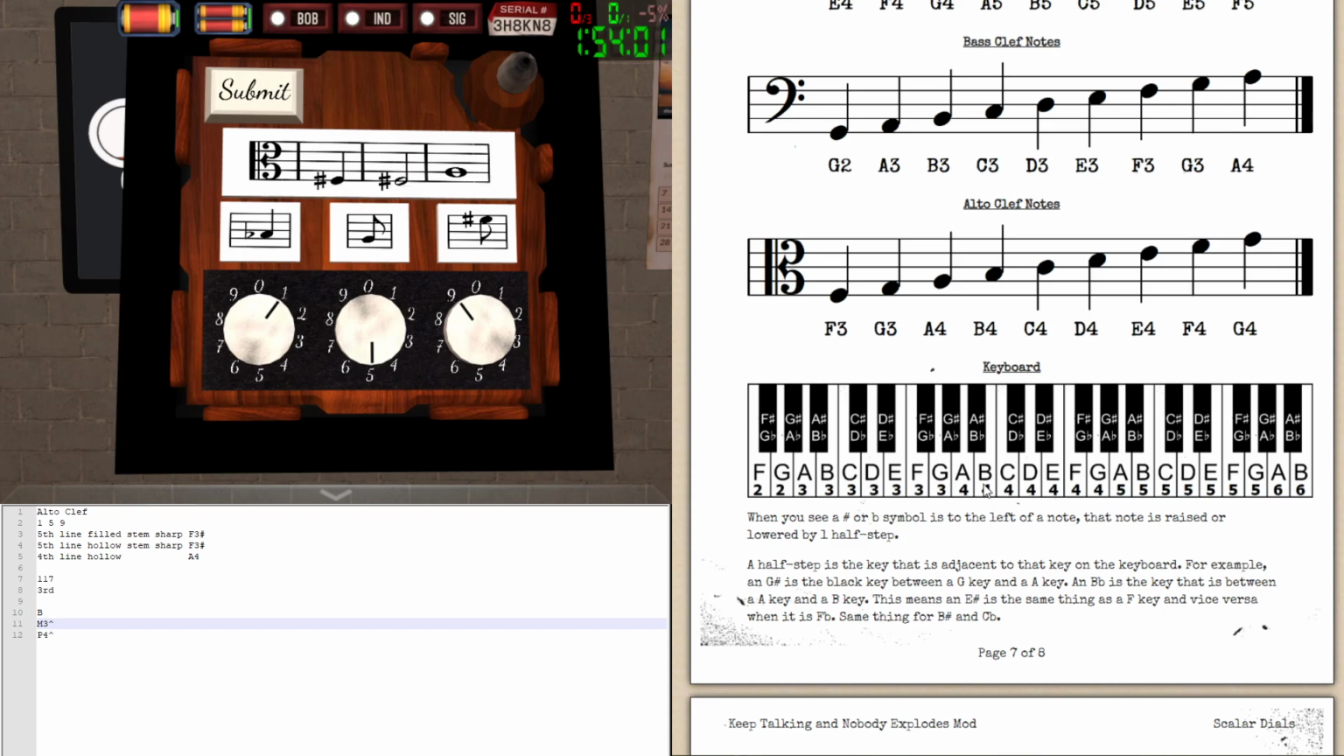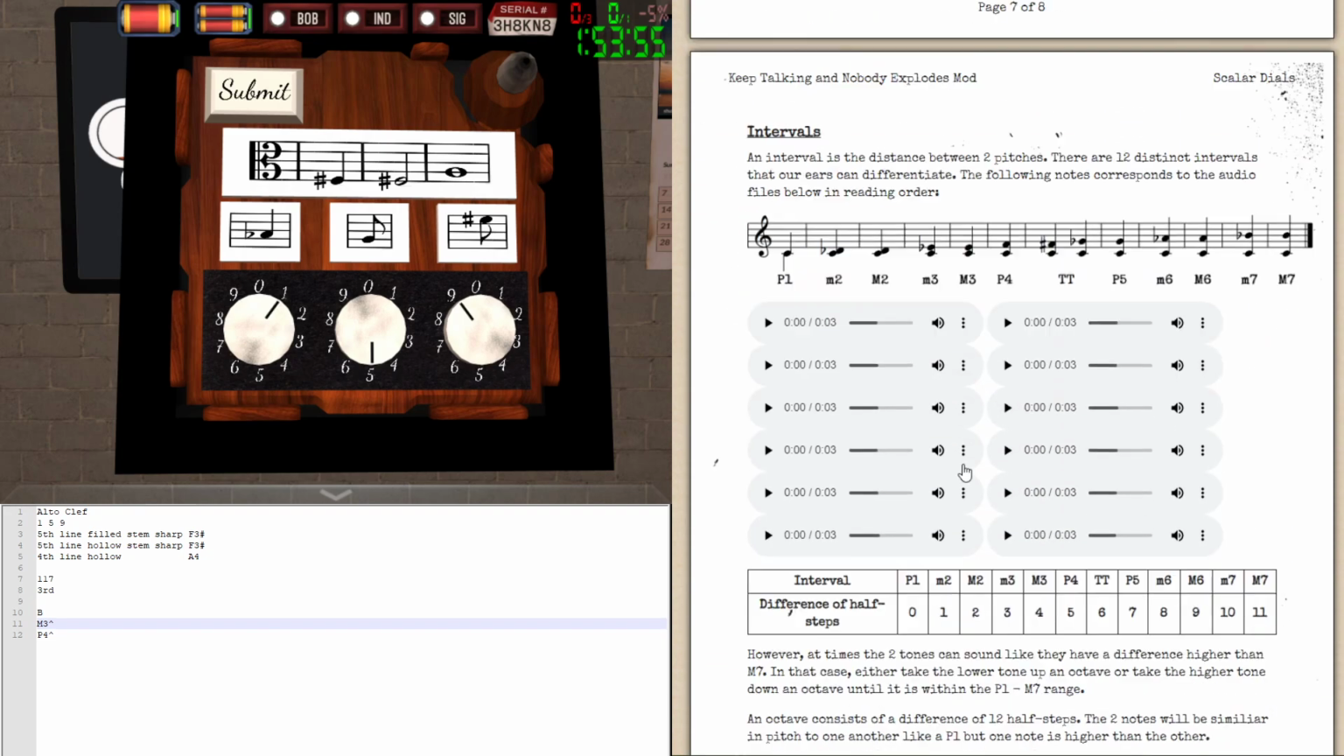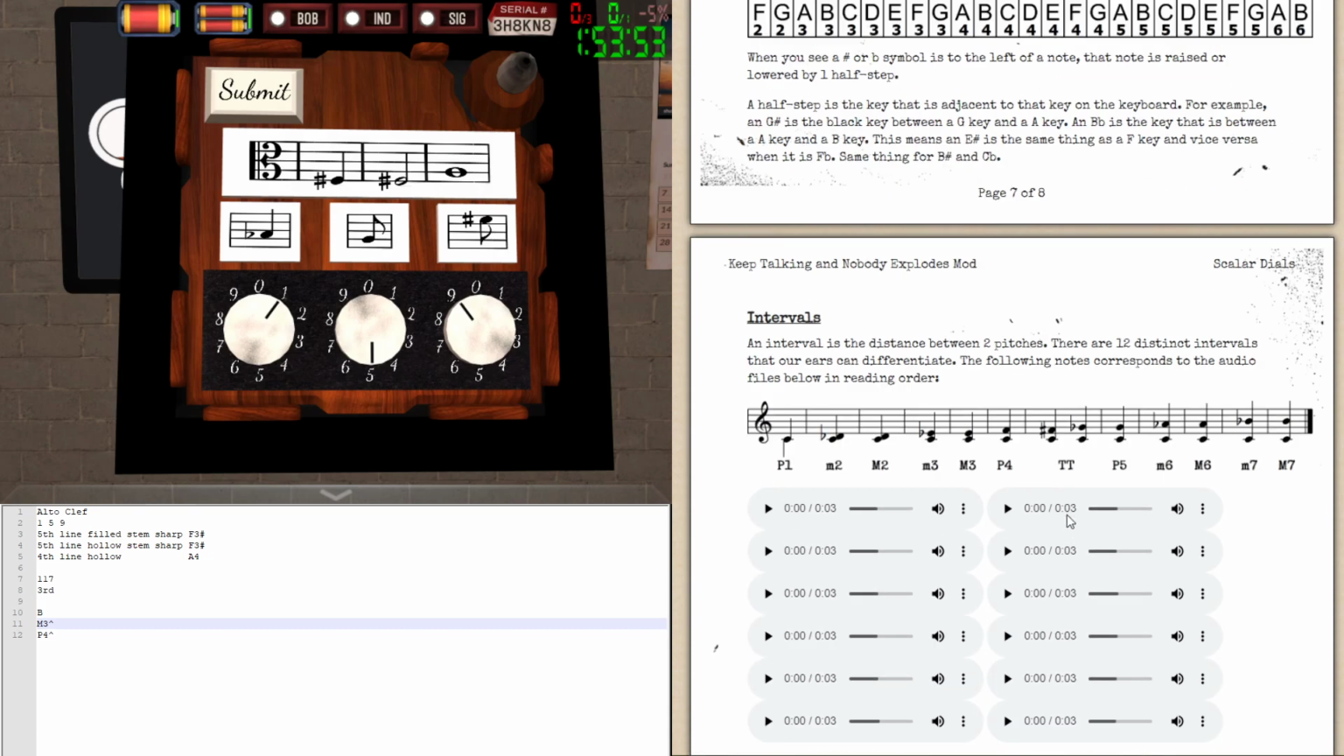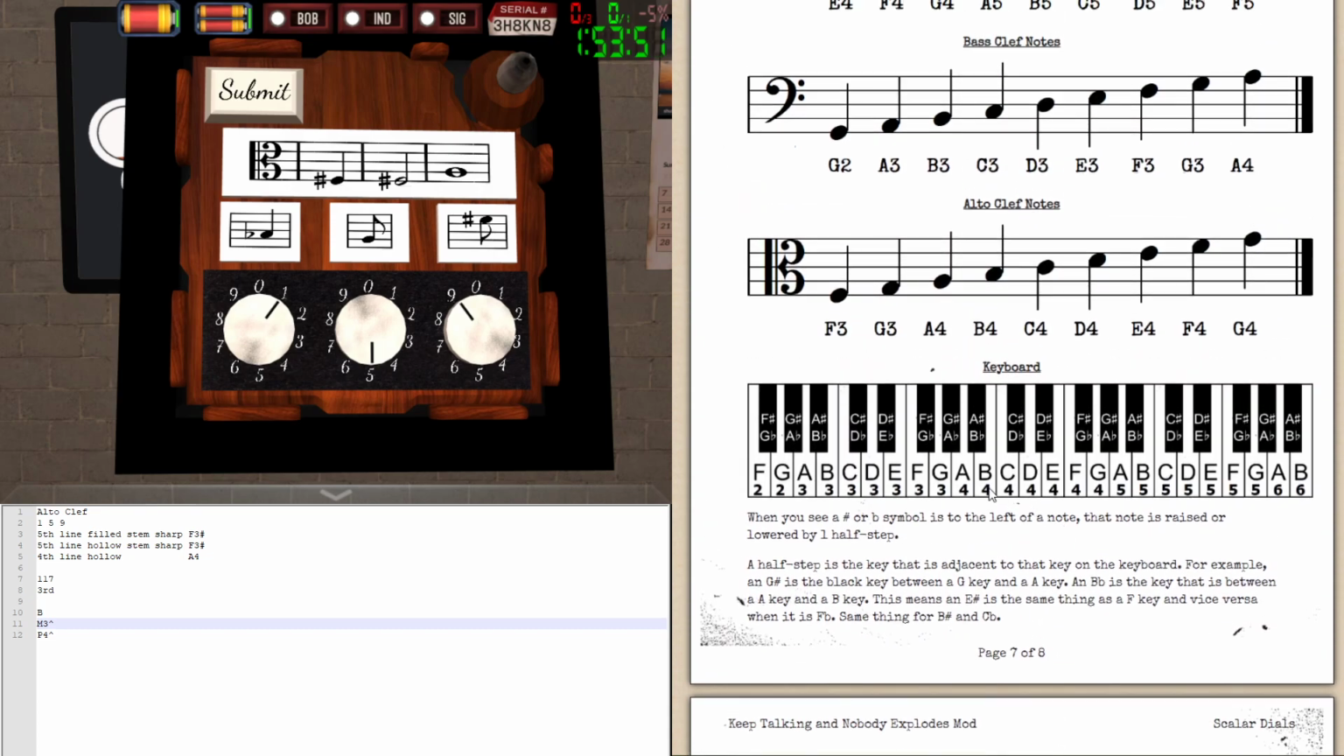Right? So now we have to go from this B and go up a major third. A major third consists of 4 half steps. So starting at B4, 1, 2, 3, 4, that is going to be a D sharp or E flat. So I'm going to write both.